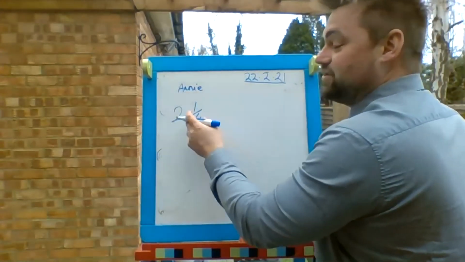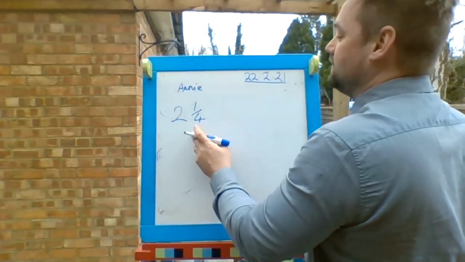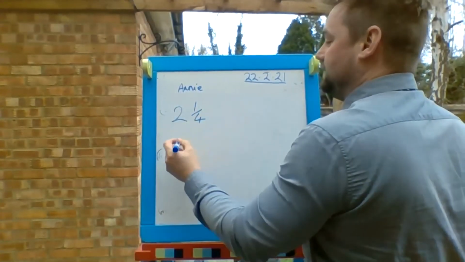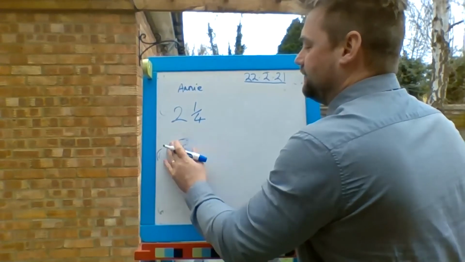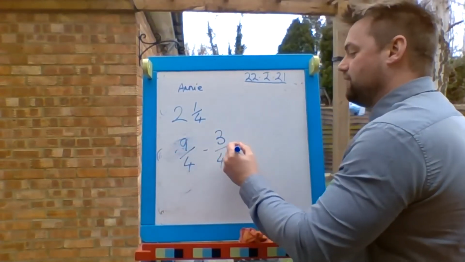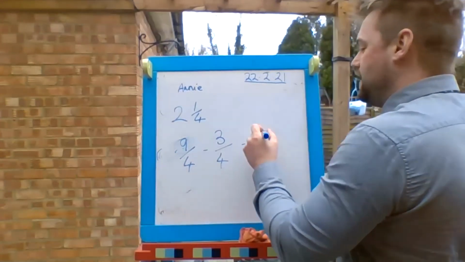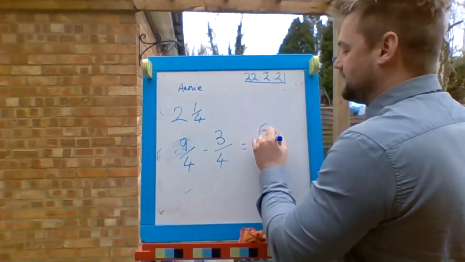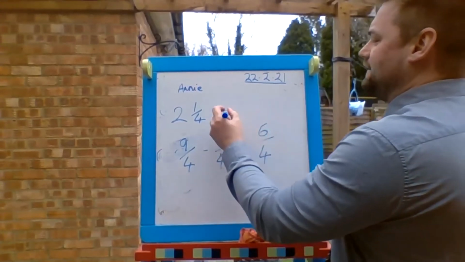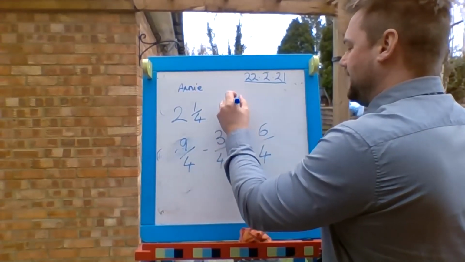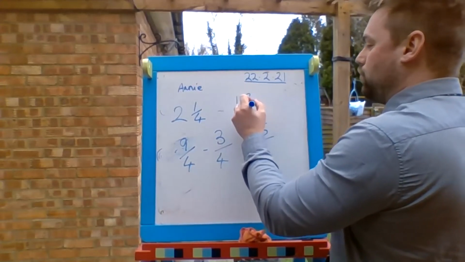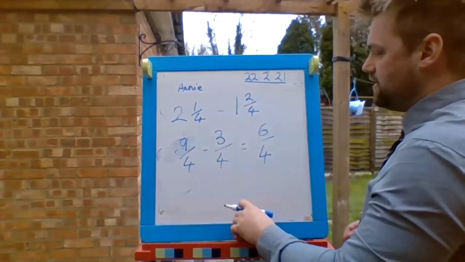Now, if we just turn this into an improper fraction first, so it's a little bit easier. So that is 4. That is 8. Oh, sorry, not 8. It's 9 over 4. Take away 3 over 4. 9 take away 3 is equal to 6 over 4. And that, as a mixed number, sorry, is 1 2/4.